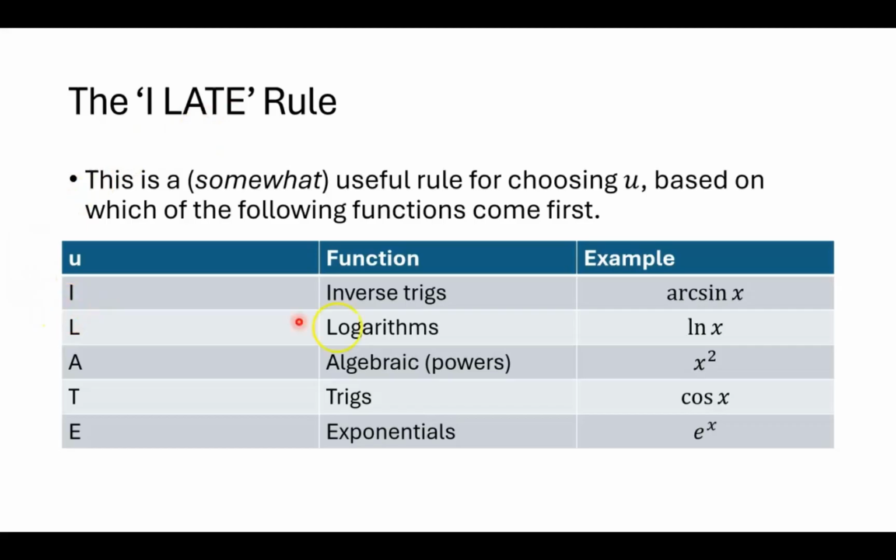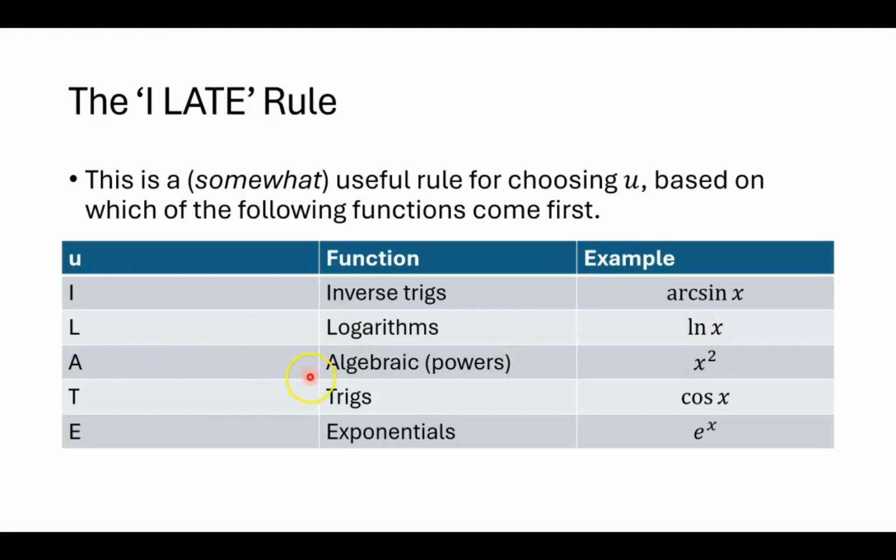The first one, I, stands for inverse trig. So arcsine, arccos, arctan, these things. If you see these appear in the integral, you should choose them as u first, and choose the other function as dv. And the second one, L, stands for logarithms. So for example, the natural log of x. You should choose it as u and differentiate it, and then integrate the other part of the integrand.